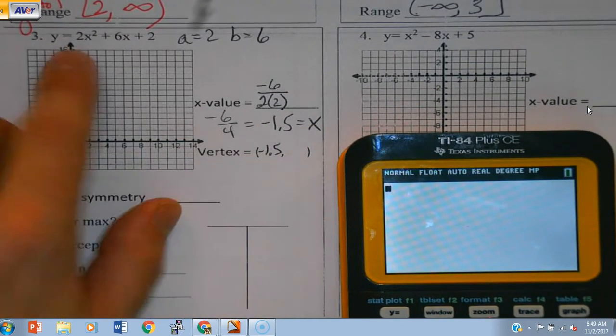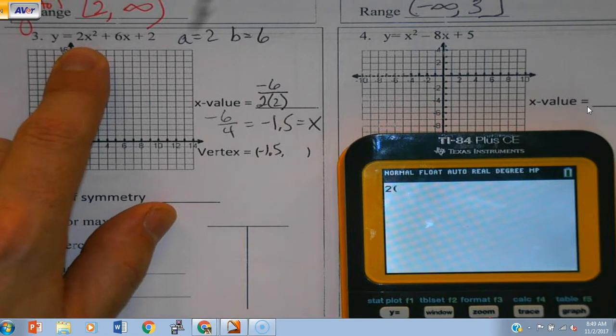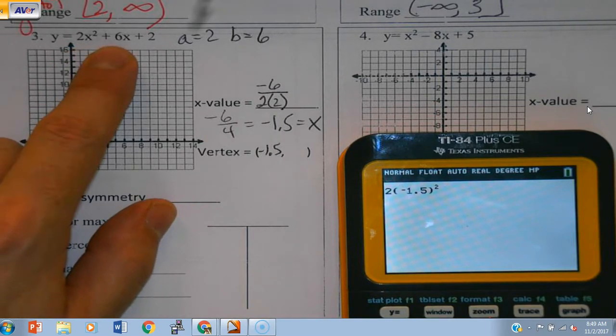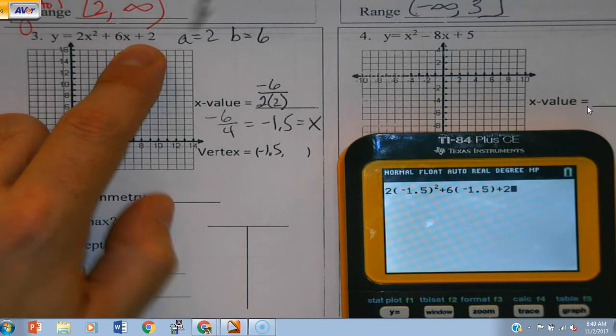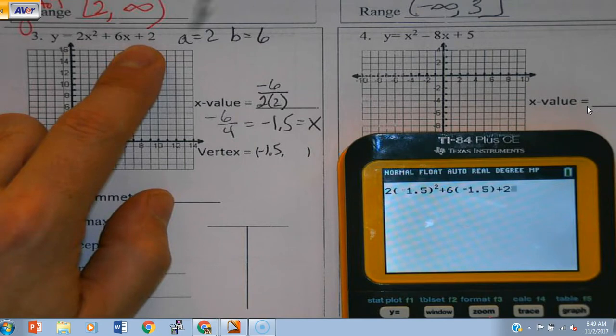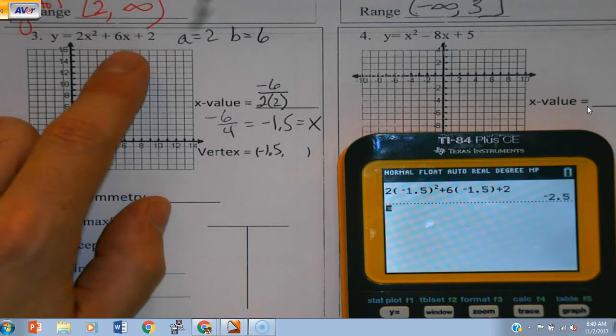Okay, I got an x value. I'm just going to take it, and I'm going to plug it into my equation. Okay, no big deal. I still got a calculator to help me. Well, that's a decimal too. That's okay. No big deal.